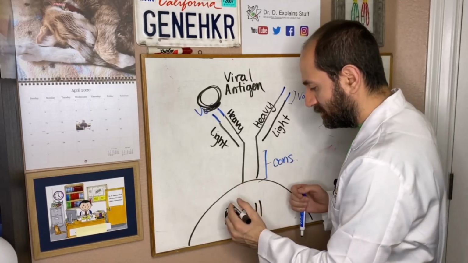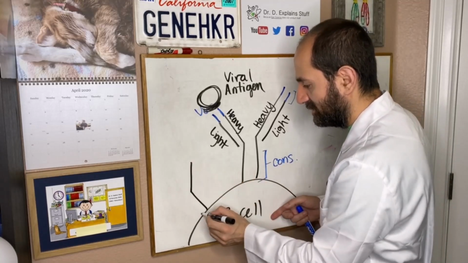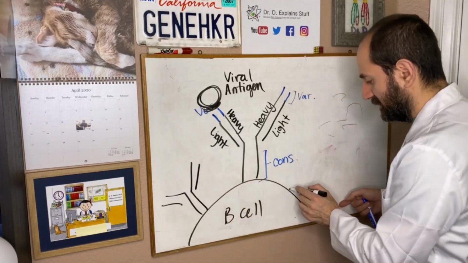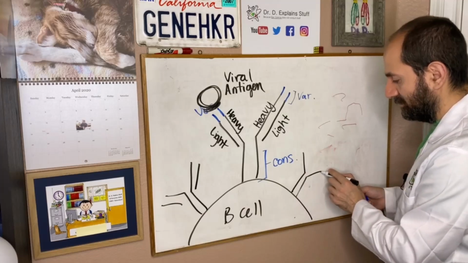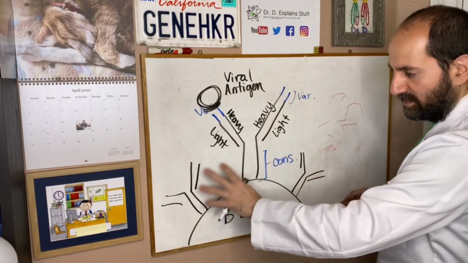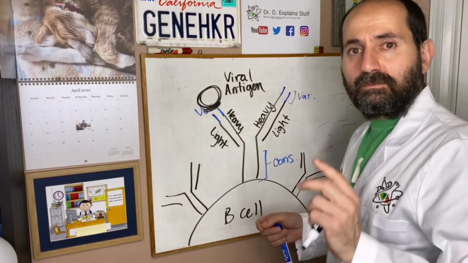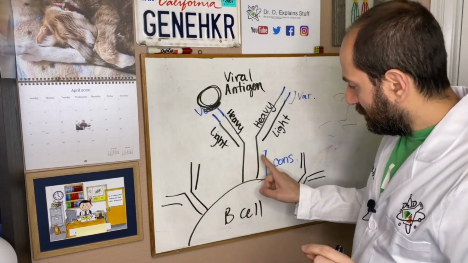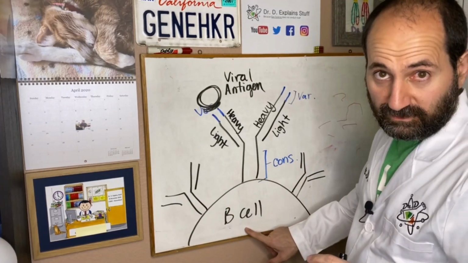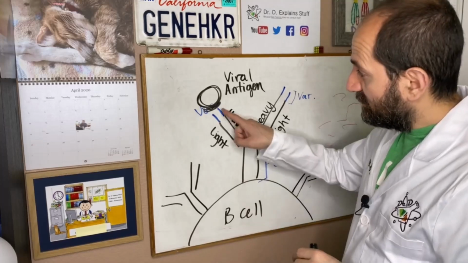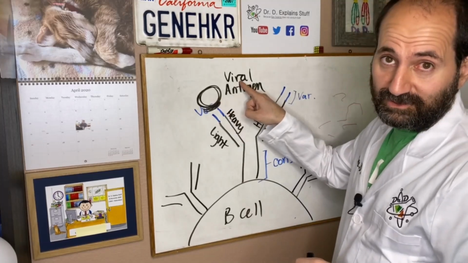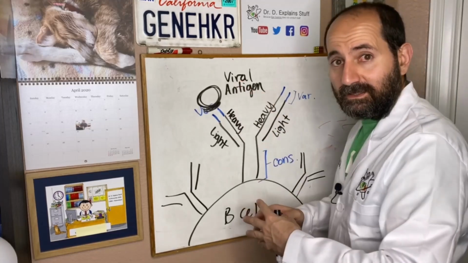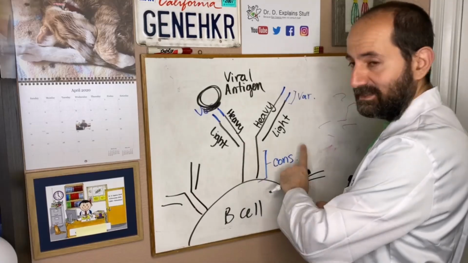And by the way, each B cell has many antibodies on its surface, right? But they're all clones of one another. I want you to realize that. So this B cell is covered in antibodies, but all of those antibodies are clones. What does that mean? That means every single antibody on the surface of this B cell will recognize that viral antigen. Does that make sense? So each B cell has many, many copies of the exact same key.